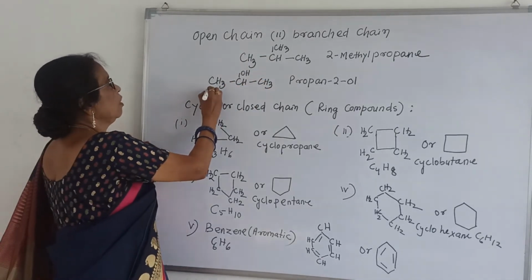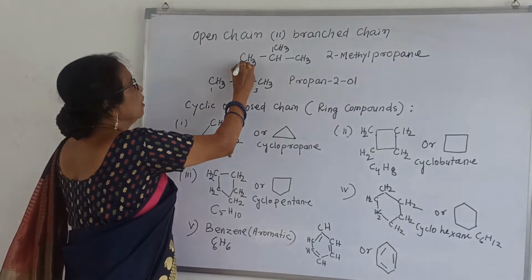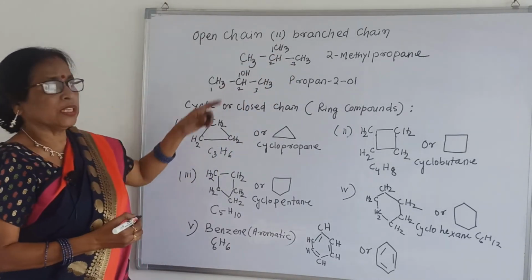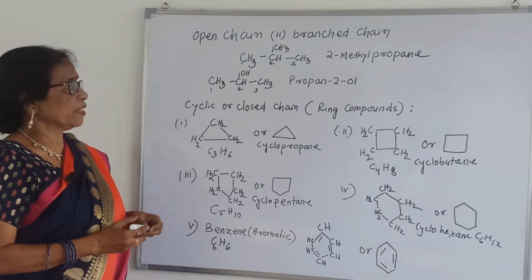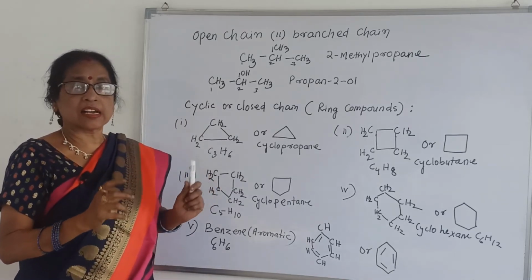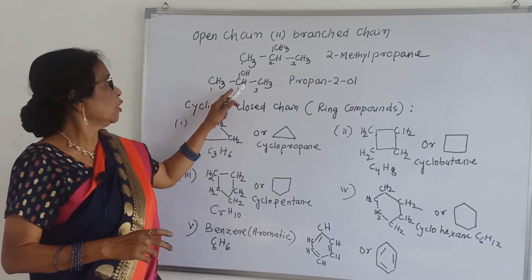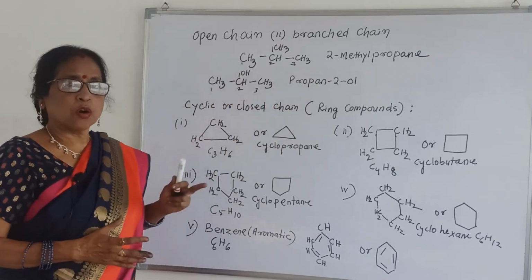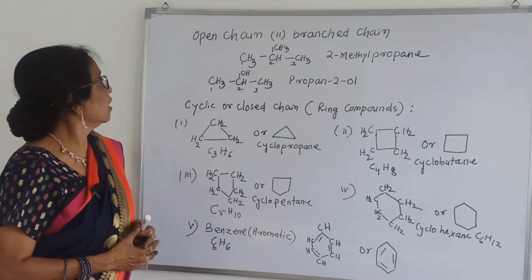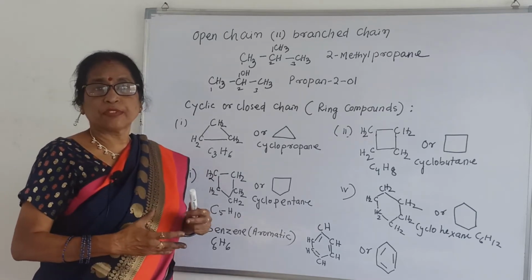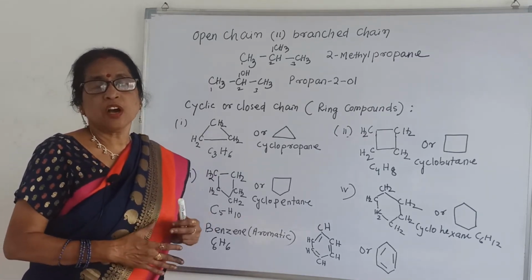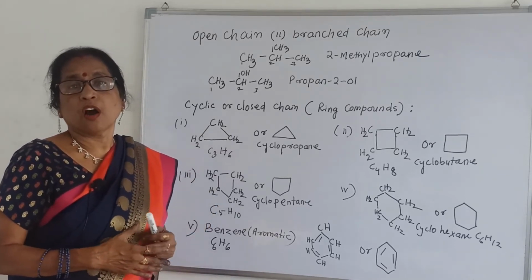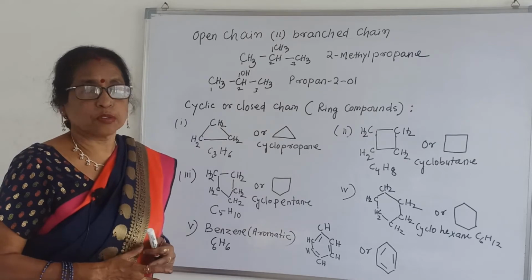It is called 1, 2, 3, 1, 2, 3, 2-methylpropane, and an OH group is there. By IUPAC name, as I told, this is an alkanol: propan-2-ol, with the OH at position 2. Now the open chain is completed, along with the different forms of nomenclature or names of different organic compounds. Clear.